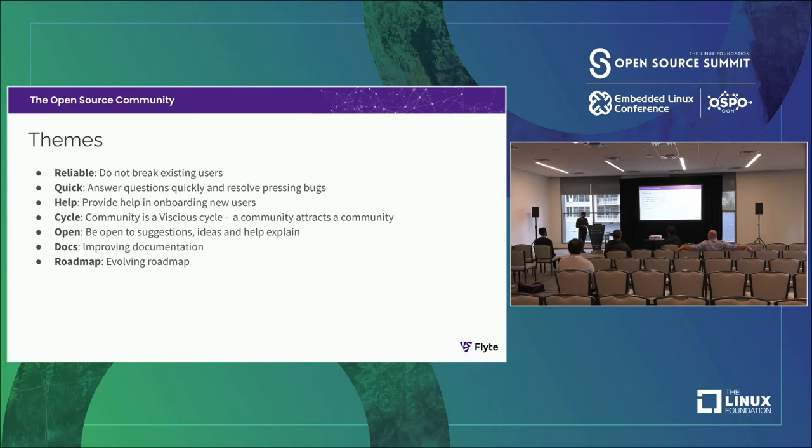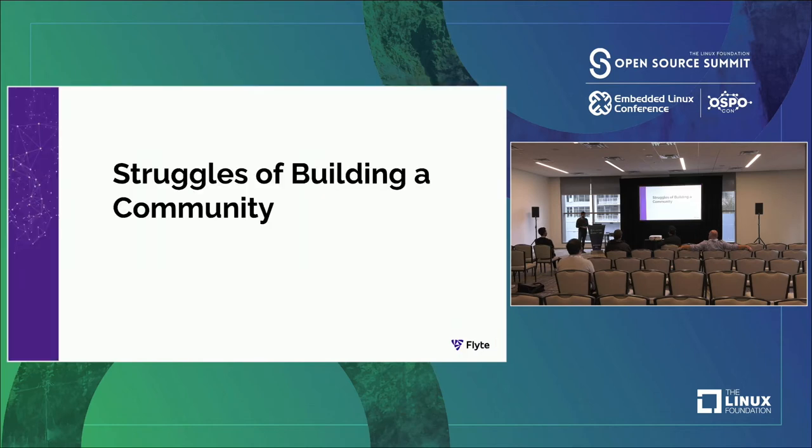And then roadmap, because roadmap is the reflection of what people are requesting and what's actually happening. So they really care about changes in the roadmap and evolution. With this, I will hand over to Sandra to talk about the struggles of us building a community. Thank you, Ketan.